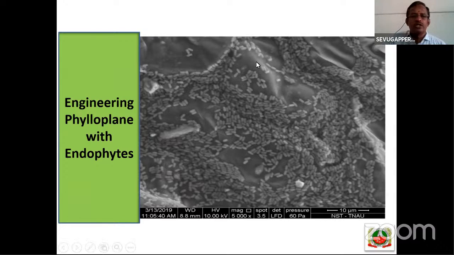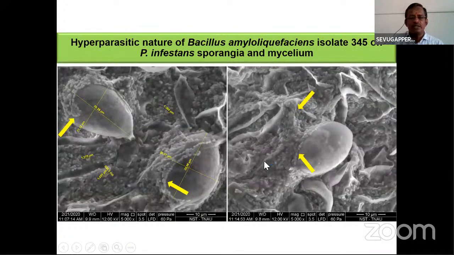This photograph indicates the colonization of the potato leaf surface by Bacillus velezensis. Such a huge colonization has been noticed. And when it comes to interaction, this is an interesting scanning electron microscopic photograph which explains that the sporangia is colonized by Bacillus amyloliquefaciens isolate 345. All the bacteria move towards the Phytophthora sporangia and colonize.